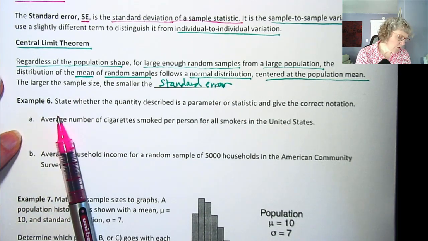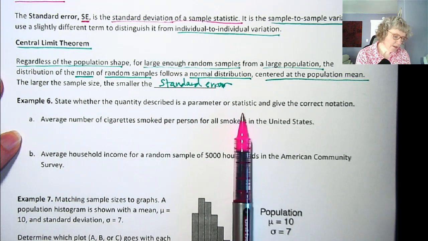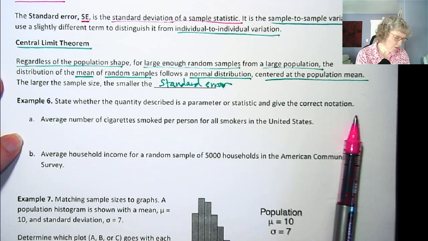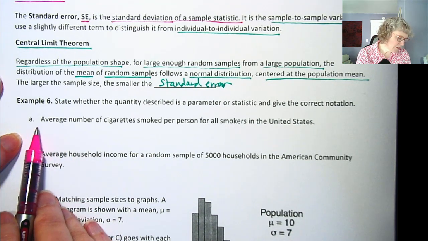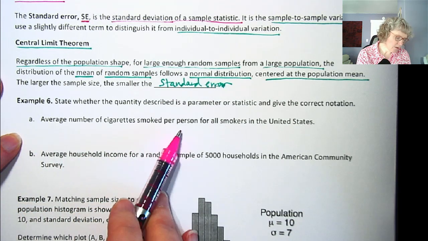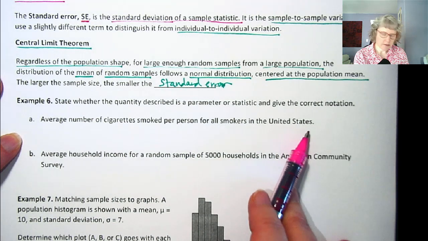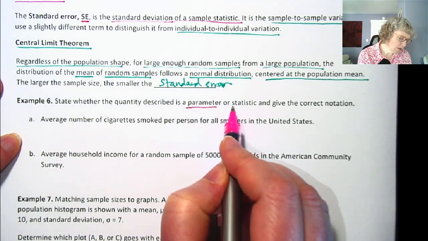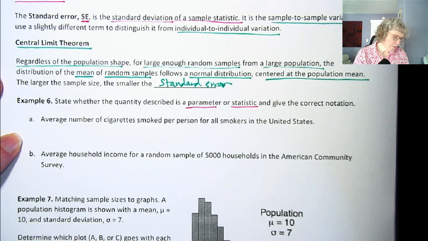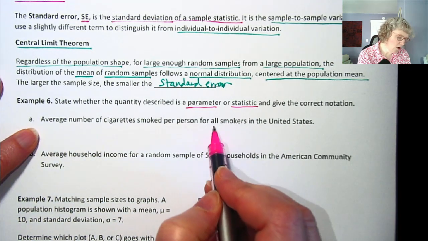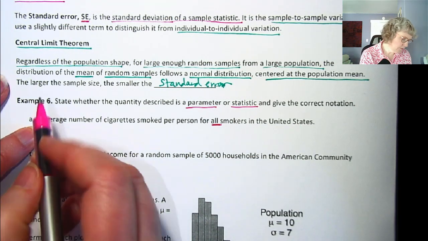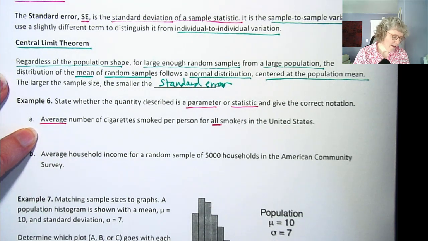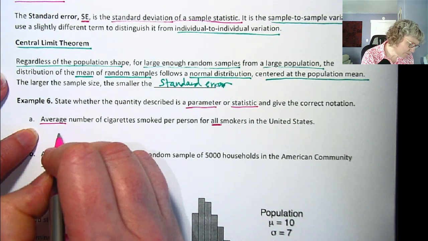State whether the quantity described is a parameter or statistic and give the correct notation. We've seen some of these before, but we're specifically talking about means right now. Let's do this one: the average number of cigarettes smoked per person for all smokers in the United States. Is that a parameter or a statistic? Average, but it says for all, so that tells me it's a parameter. And average tells me it's a mean. We're in the section of means right now, but these could be mixed up later on, so we need to know that as well. So this is a parameter.